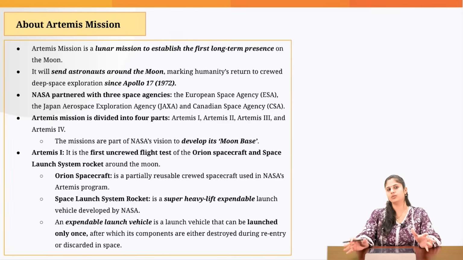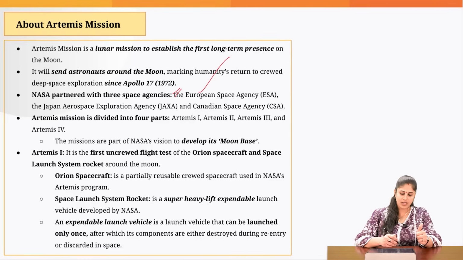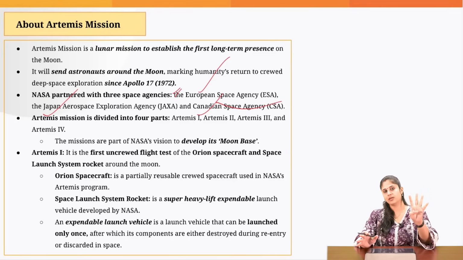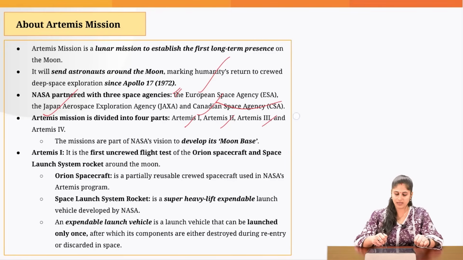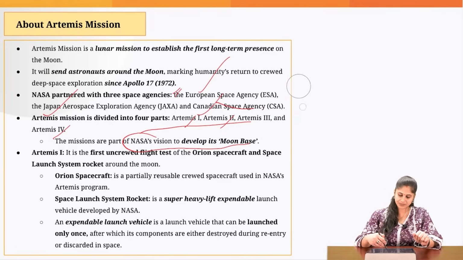It is a lunar mission of NASA, and for this NASA has collaborated with 3 other space agencies: the European Space Agency, Japan, as well as the Canadian Space Agency. And it is going to have 4 missions, first, second, third and fourth. The mission is basically a part of NASA's vision to develop its moon base.